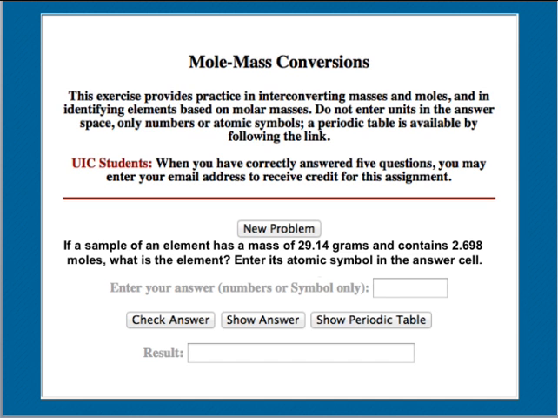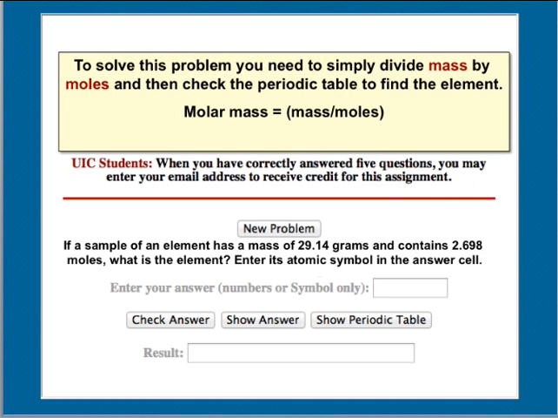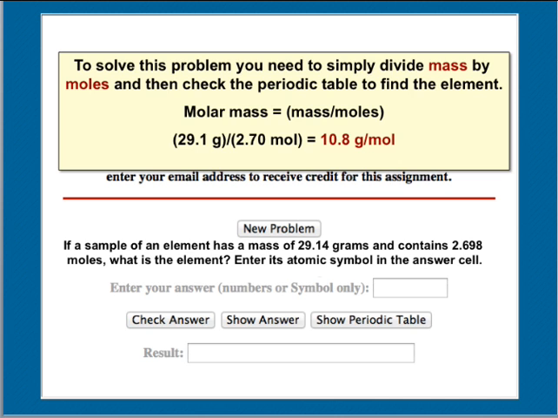Now clearly what you want to do here is solve for the molar mass, right? We have mass and we have moles. That gives us molar mass. Then you go search your periodic table for something that matches. Mass divided by moles is going to give us molar mass. Our mass here, 29 grams, we have 2.7 moles. We're looking at a molar mass of 10.8 grams per mole.